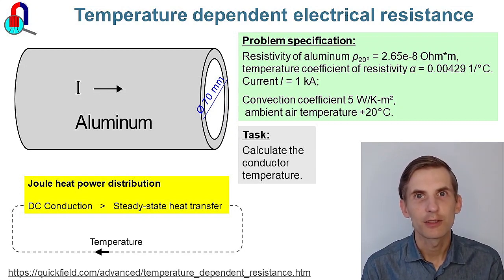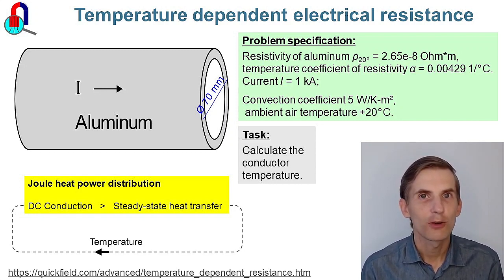Temperature-dependent electrical resistance. We have the aluminum busbar, aluminum pipe. The current flows in the pipe and it heats up the pipe. Our task is to calculate the pipe temperature.